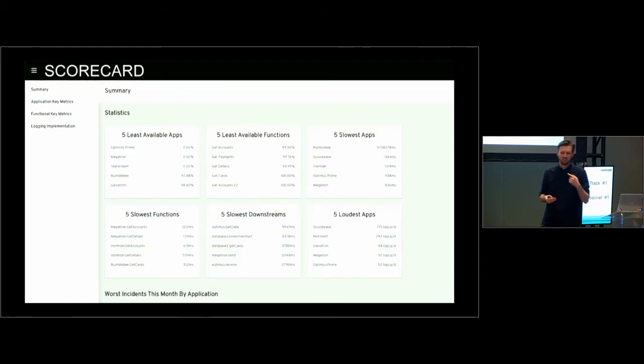And we do things like looking at the top 5 of things, top 5 slowest, least available, etc. And all of this is to drive the resourcing into the right area to improve the resiliency for the customer.